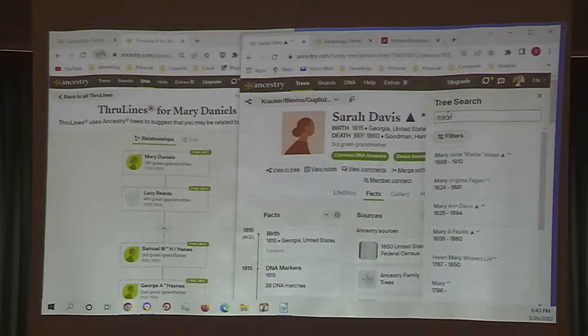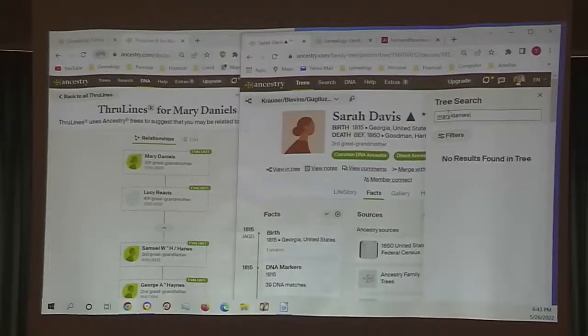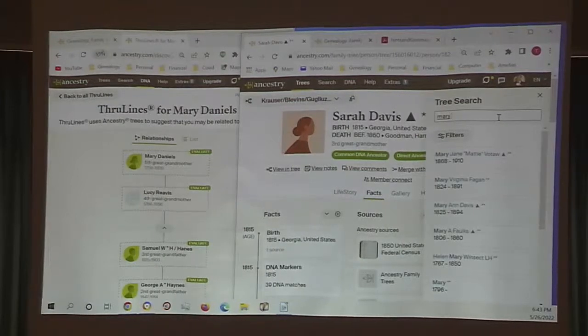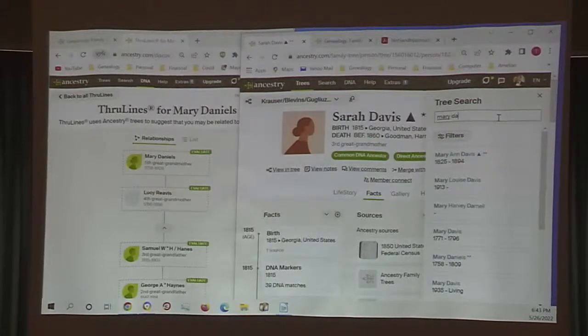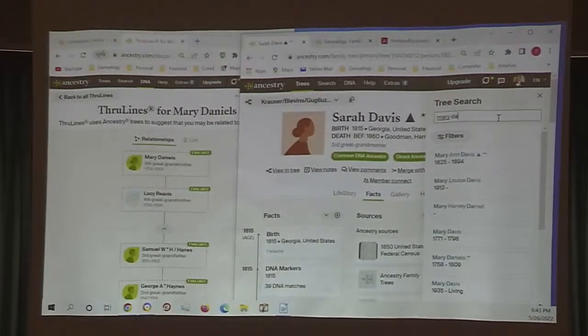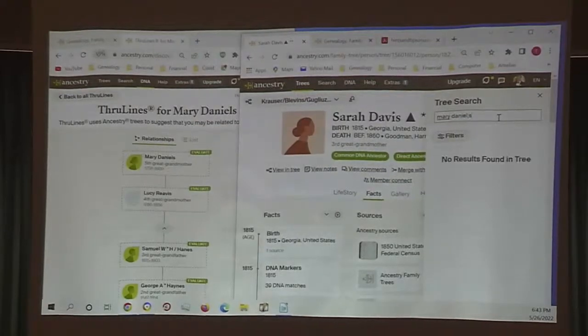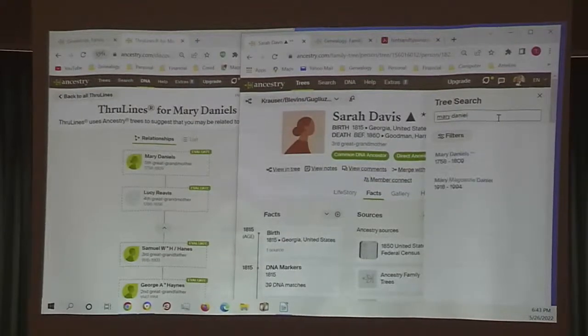If I can type. And I'm looking, whoops, did I spell it wrong? Must have. Mary, Daniels, D-A. And the thing about a search, if you type a character wrong, it filters out. What you type is what you get. So if you're not typing it correctly, then you're not going to get it. Daniels. Oh, Mary Daniels, 1758. Yep, there she is right there.